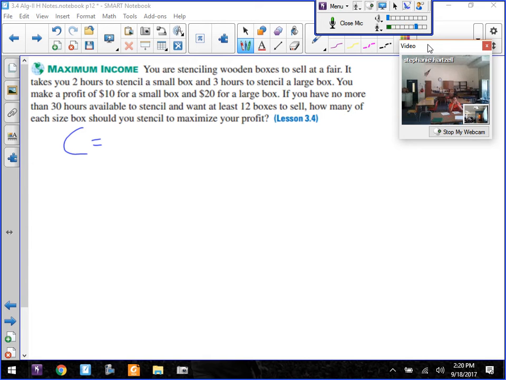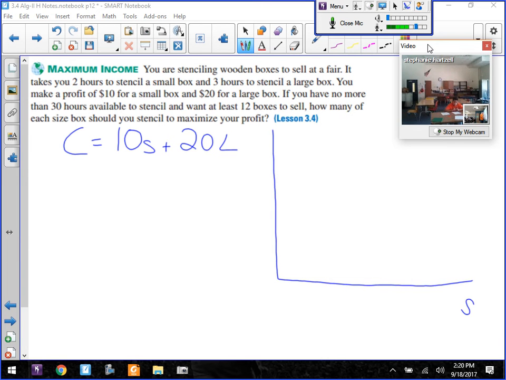10 for a small, 20 for a large. Hey, guess what letters I'm going to use again? 10 small, 20 large. How do you think I'm going to graph it again? S on the x-axis, L on the vertical. Just because that's the way I wrote it out. If I wrote it out 20L plus 10S, I would flip it. That's fine. Okay. But I'm just going to make a little mental note that when I go to graph this, I'm going to put S on the x-axis, L on the vertical.